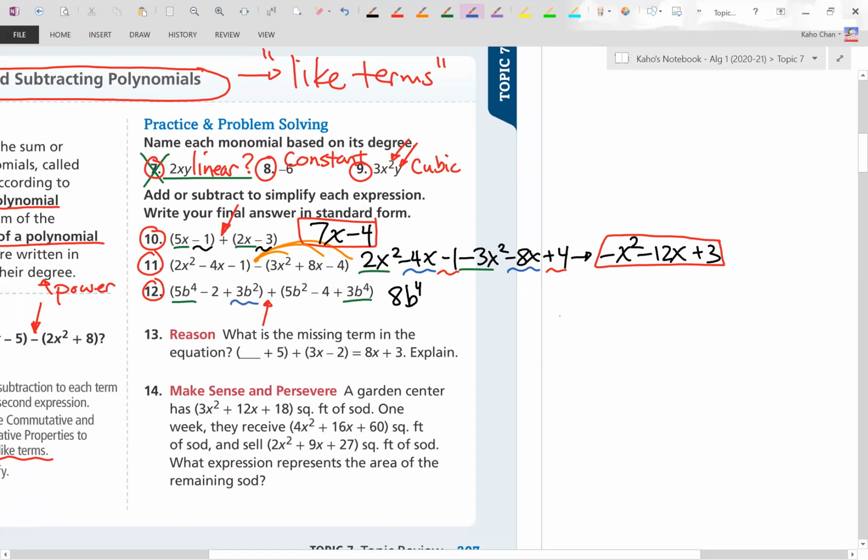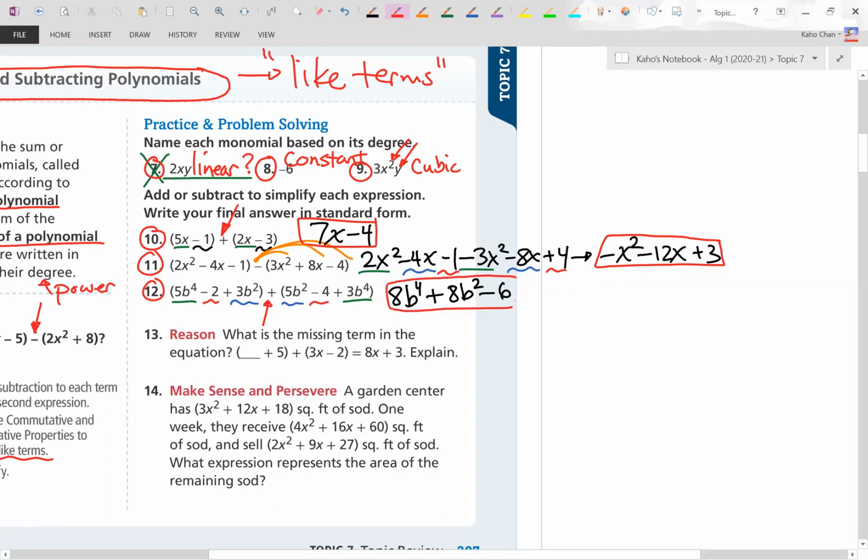B squares are next. There's only one b square, so I'm going to bring that over. Oh, wait, there's another one right here. Kind of missed that one. Whoops. So 3 of those b squares plus 5 of those b squares will give me 8 of those b squares. And then finally, I have my constant. That is just -2 and -4 added together will be -6. And there's your answer. Yay.